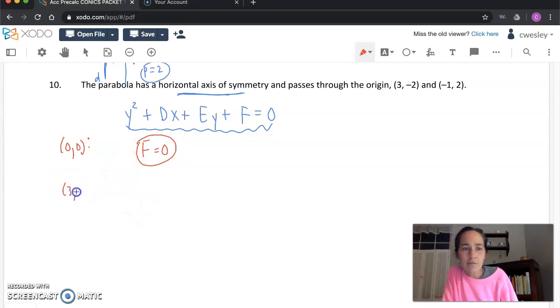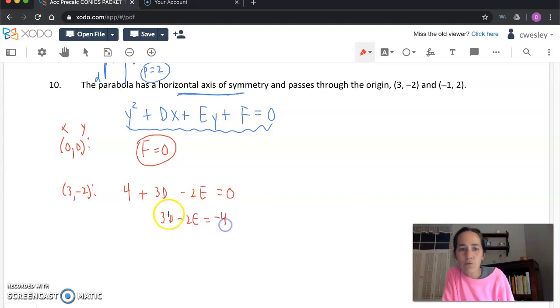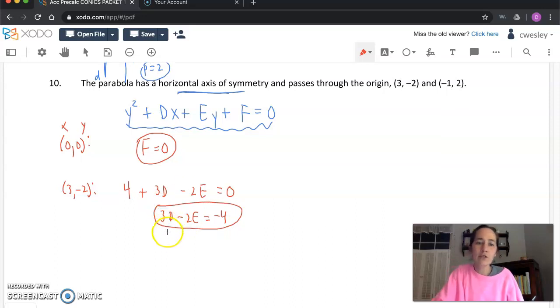(3, -2). So 3 in for the x and then -2 in for the y. So (-2) squared plus dx, so d times 3, plus ey, so plus e times -2, I'll say -2e, plus f being 0, so we'll let that equal 0. And I'll just rearrange this, although it's not solvable on its own now. Once we have, maybe I'll circle it so I don't lose it, once we have another equation in terms of two variables, we can solve these as a system.